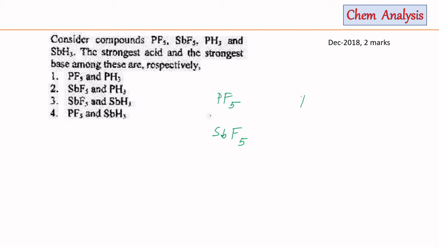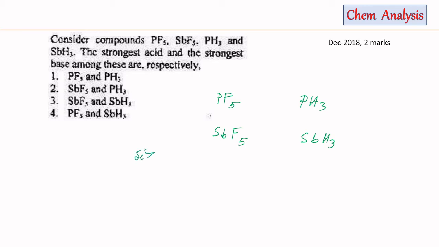And in the other case, PH3 and SbH3, they will act as a Lewis base by donating the lone pair electron on the phosphorus or antimony center. Now first let's see the acidity order between PF5 and SbF5. Now as we go from top to bottom, the size of the central atom, that is antimony, increases.